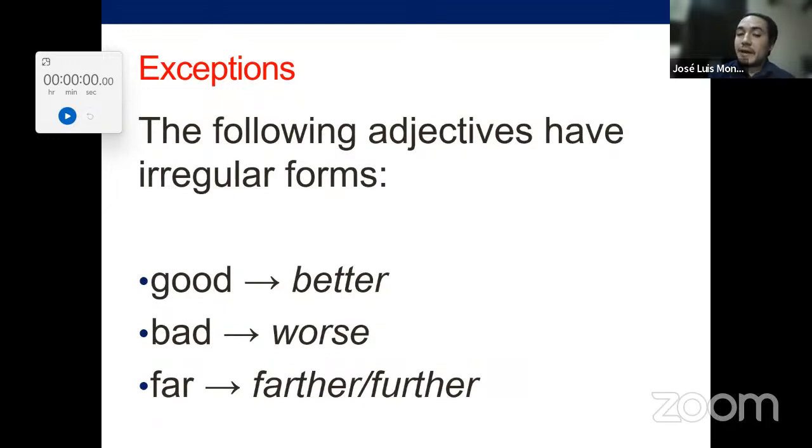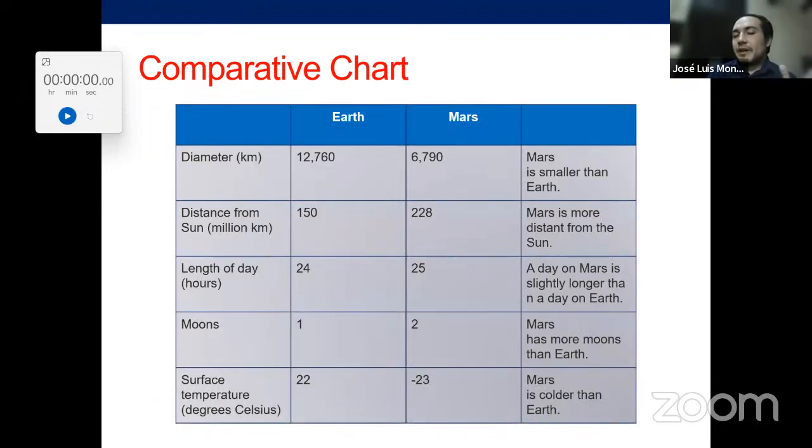You were talking about bad, it is worse, and worst, that is the superlative, right? But here we're only taking a look at the comparative. So let's read also these three exceptions, please. Good, better, bad, worse, and far, farther. Good, there you go.